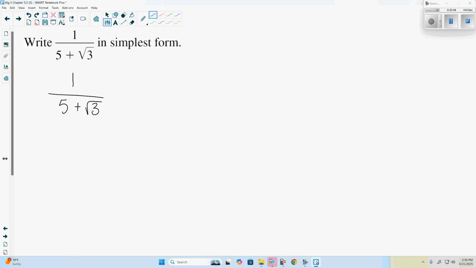So, last thing we're talking about today is this: 1 over 5 plus the square root of 3. For us to have this in simplest form, we cannot have a radical in the bottom of the fraction. So for this here, we're going to multiply the top and bottom of this by the irrational conjugate.